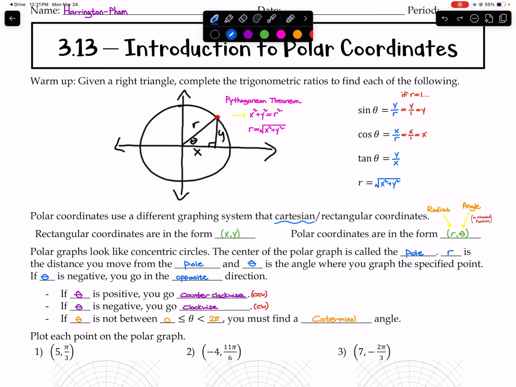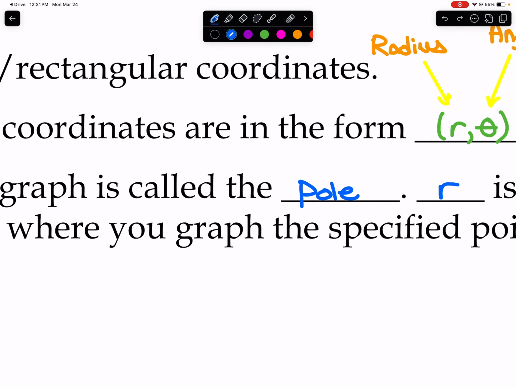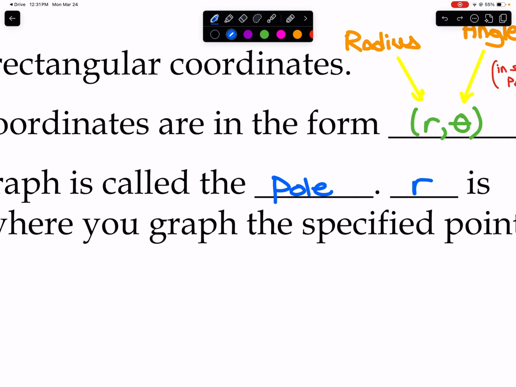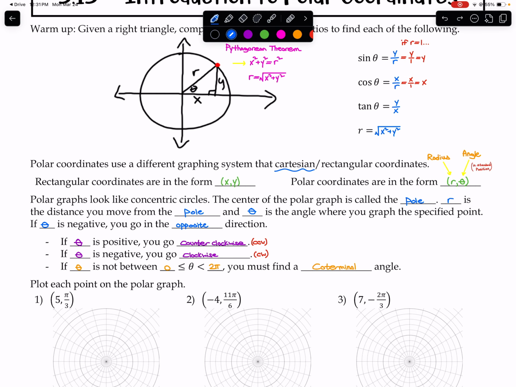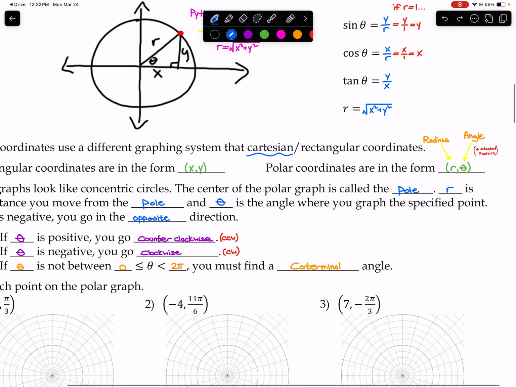When you're graphing in polar, just like an origin being the center of your graph, we're also going to have the center of a polar graph, and we call that the pole. The pole is equivalent to the origin, but for polar. Your r value represents the distance you move from the pole, whereas theta is the angle where you move from the graph to a specified point.